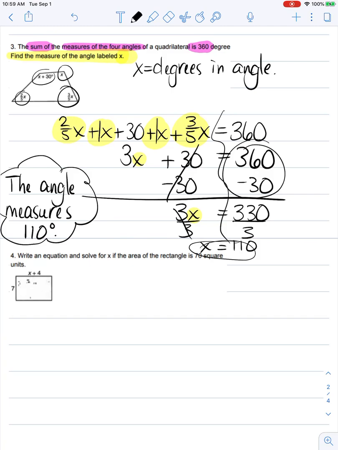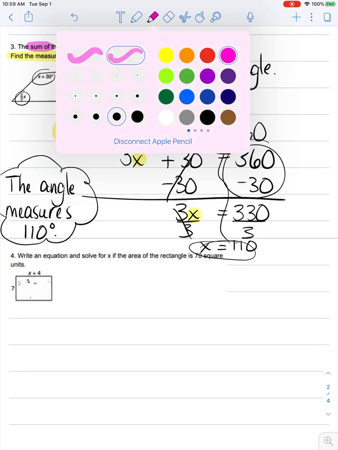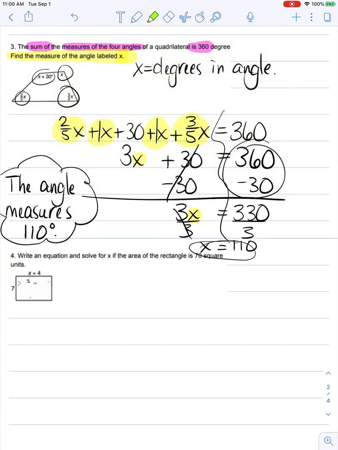Now, what if it had asked for any of the other angles? Well, you would just take your value of x and plug it in. For example, let's use a different color, green. What if they had asked for the measure of the angle that equals x plus 30? Well, I would take the x, which was 110, that's what we found, add 30, and that answer would be 140 degrees. So that's another option, but in this case, the actual value of x answered my question.